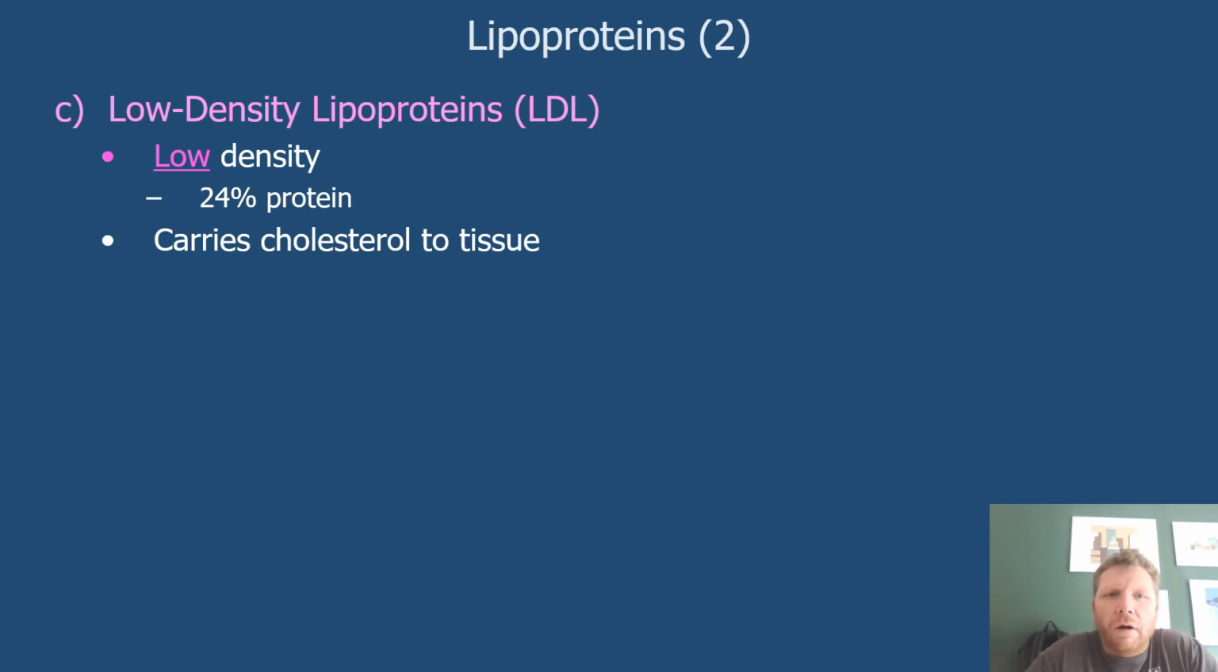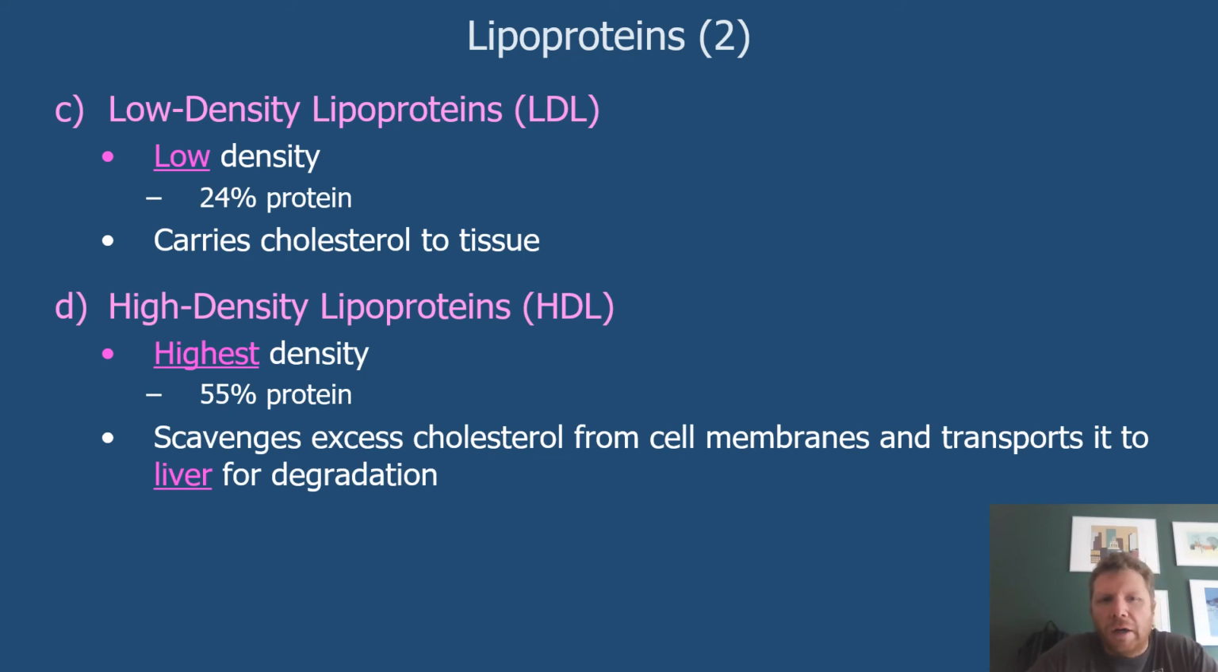LDLs are low density lipoproteins, and approximately 24% of them are made up of protein. These carry cholesterol to the tissues. HDL are your highest density lipoproteins, approximately 55% of them made up of protein. It scavenges excess cholesterol from cell membranes and transports it to the liver for degradation.